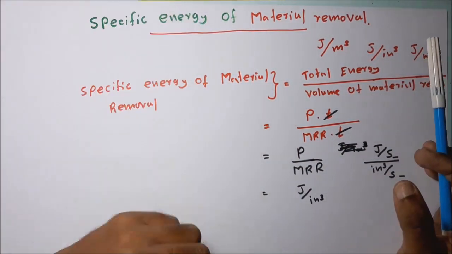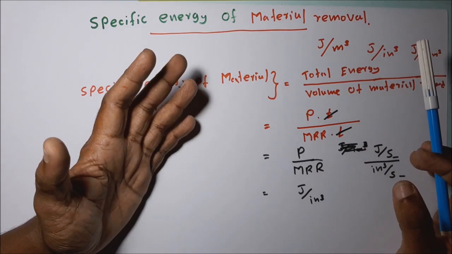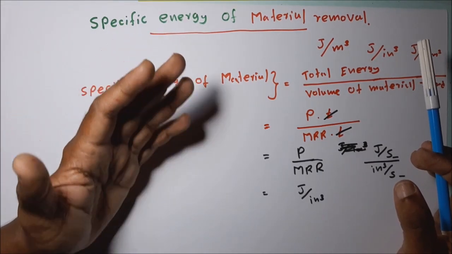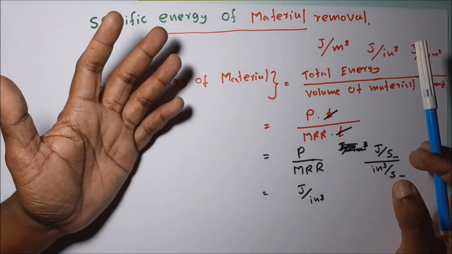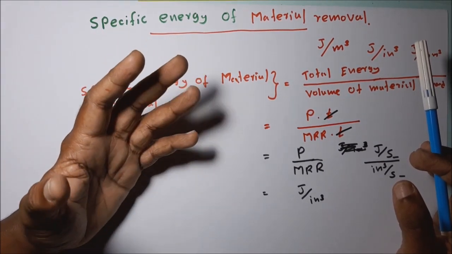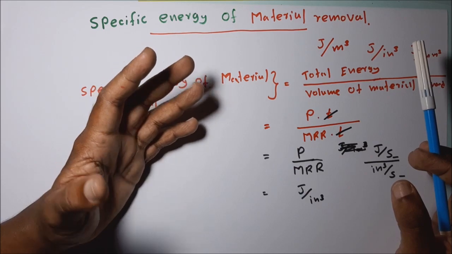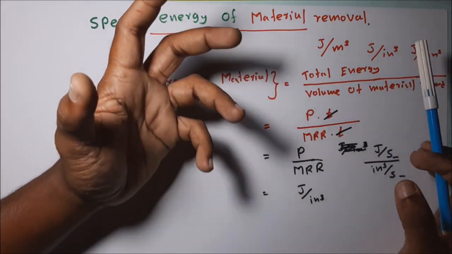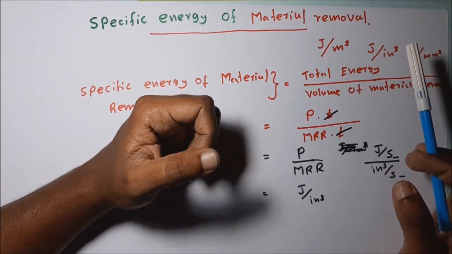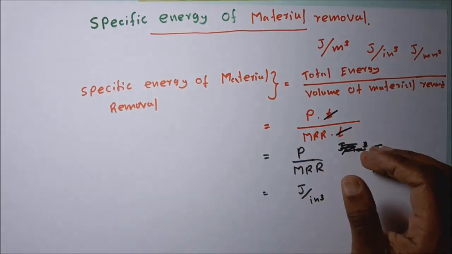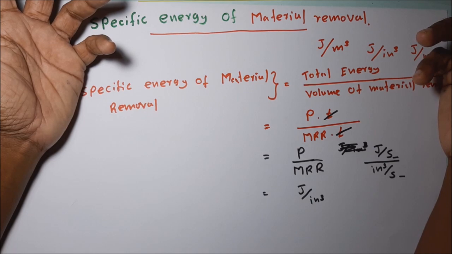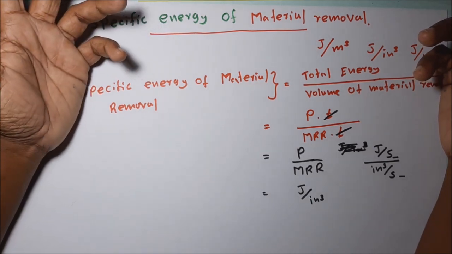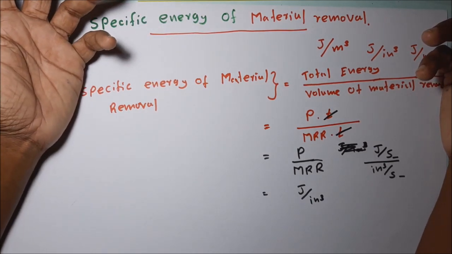Similarly, if we know the specific energy of material removal, we can estimate the total energy consumption for a certain machining operation to obtain a certain geometry for the workpiece. If the initial geometry of the workpiece is known, and the obtained geometry is also known, then we can estimate how much volume has to be removed.